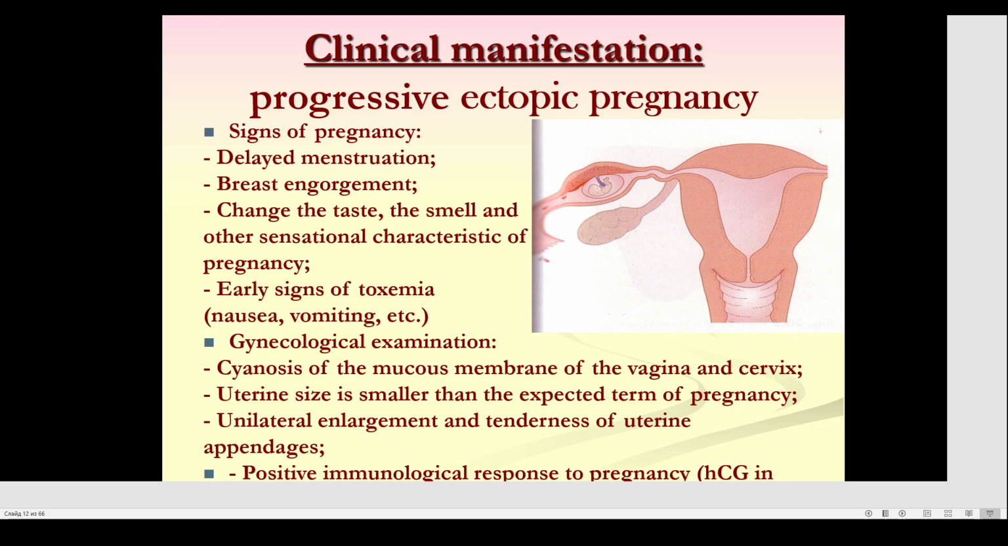During gynecological examination, we can find cyanosis of the mucous membrane of the vagina and cervix. Uterine size is smaller than the expected term of pregnancy. It does not correspond with the normal gestational age. And near the uterus, unilateral enlargement and tenderness of the uterine appendages is found at the left or right side, depending on where this progressive ectopic pregnancy is present.